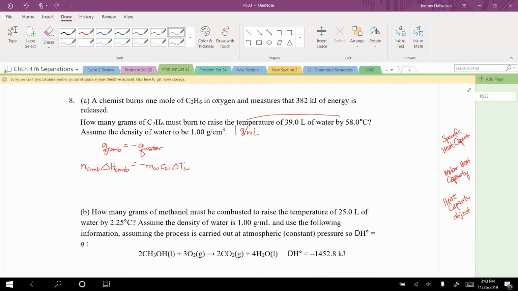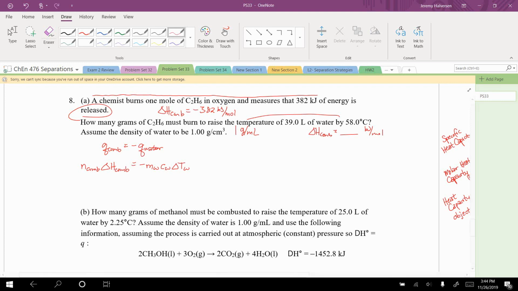Okay? So they could tell me in the problem, delta H of combustion equals blank kilojoules per mole. They could have told me that, but they didn't. What did they tell me? Oh, they did. They said a chemist burns 1 mole in oxygen and measures 382 kilojoules. That tells me the delta H of combustion of this thing equals 382 kilojoules per mole. The only thing I'm missing here is it says it's released, so this delta H is negative. So I do have my delta H of combustion.